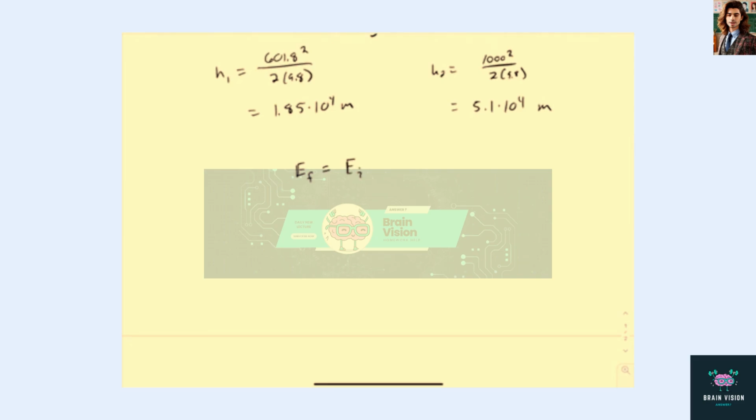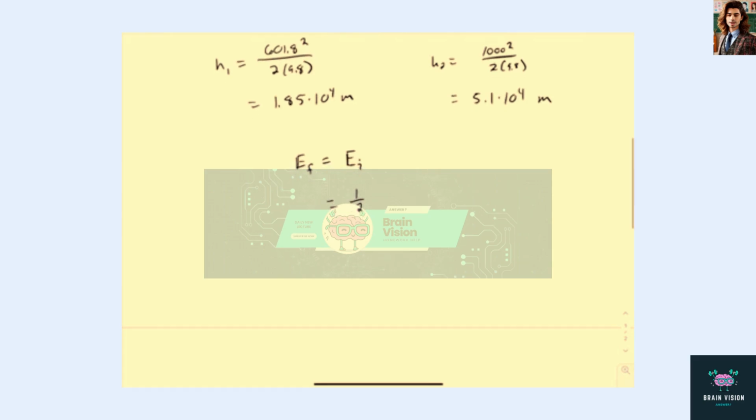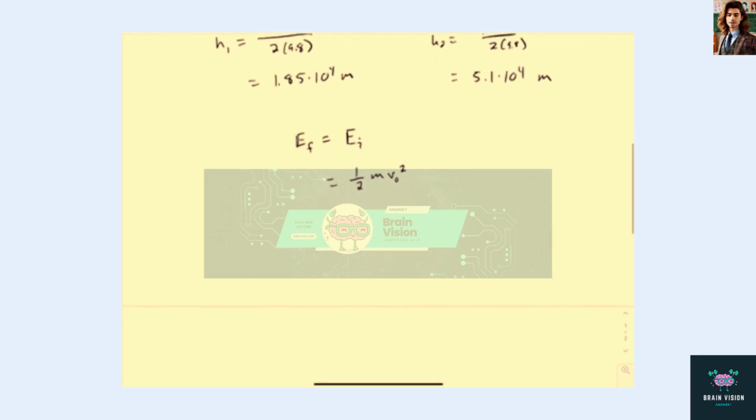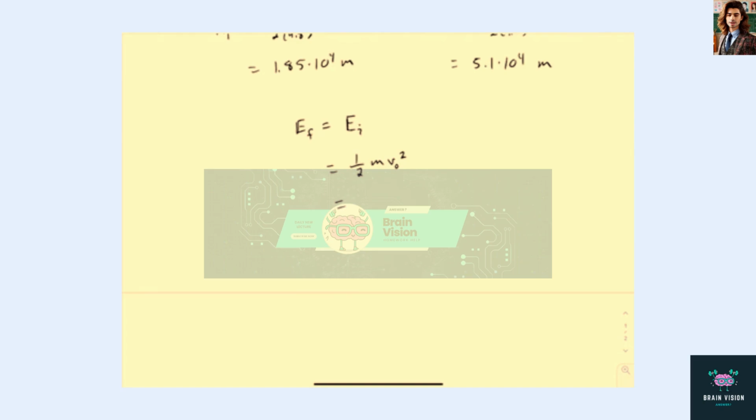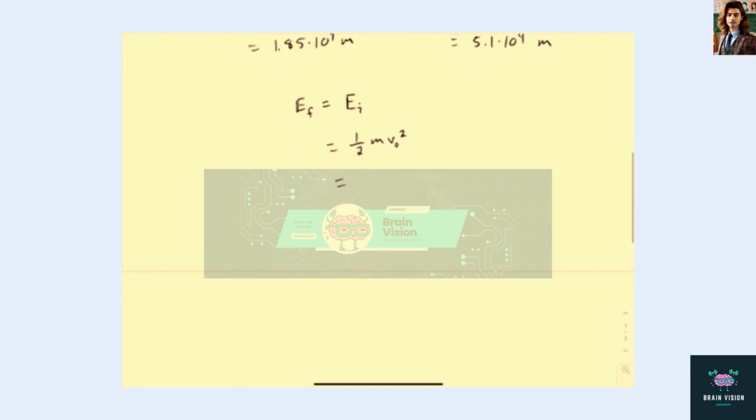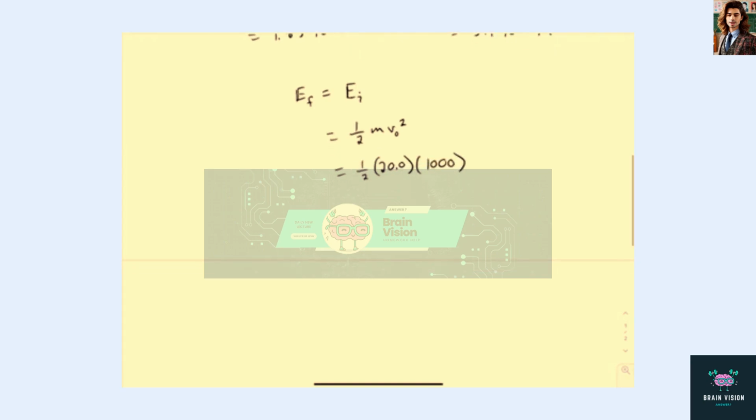I'll say EI, I guess. And the initial energy for either one is just the kinetic energy, because they have no potential. So that's 1/2 m v initial squared. And now we're dealing with not just the y component of the velocity, but the entire velocity. So for either one, we have 1/2 times the mass, which is 20 kilograms, and the velocity is 1,000 meters per second. This comes out to 10 to the 7th joules.